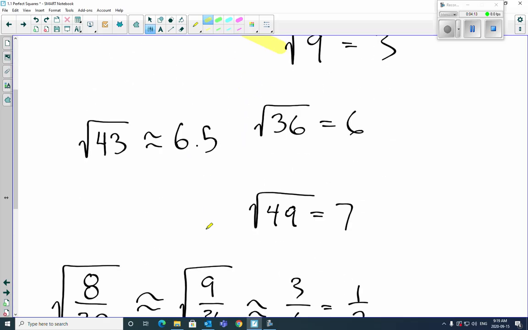Doesn't matter. What about 43? Can't do it. If you plug it in the calculator, you can get a decimal. But a benchmark below, square root of 36. Benchmark above, 49. So our answer has to be between 6 and 7. And it's approximately right in the middle.